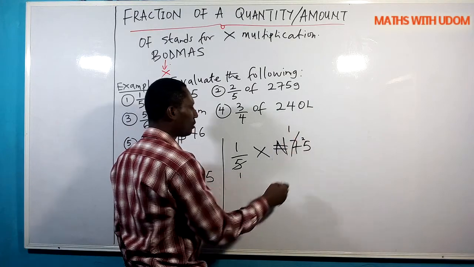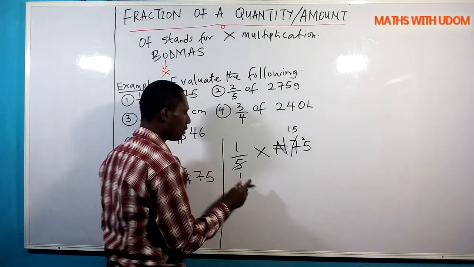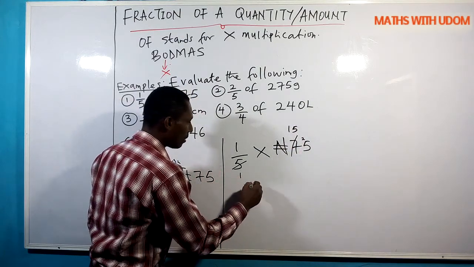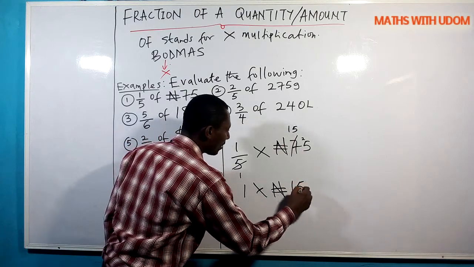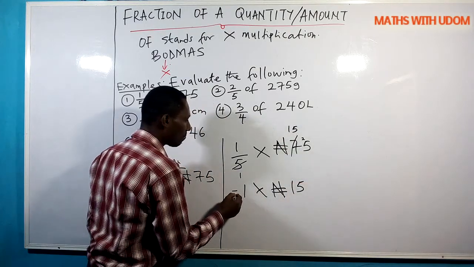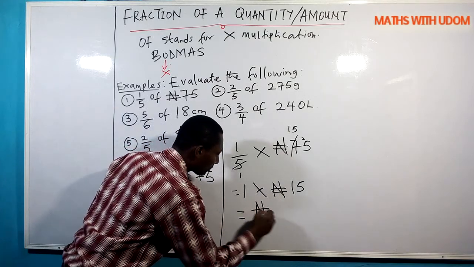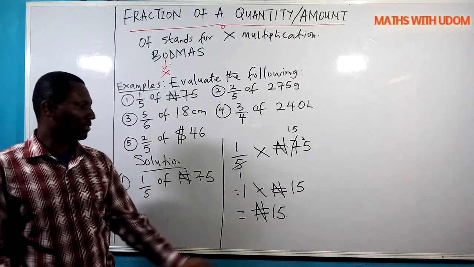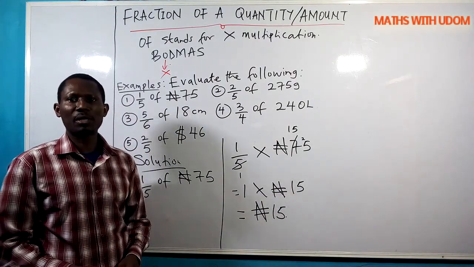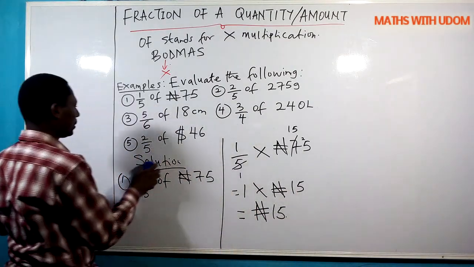Remember what? 2. How many 5 can go in 25? It is 5. So what do we have there? We have 1 multiplied by what? 15 naira. And 1 times 15 naira will give us what? Will give us 15 naira. So that is how to solve such a problem. Okay, let's quickly move to example 2.